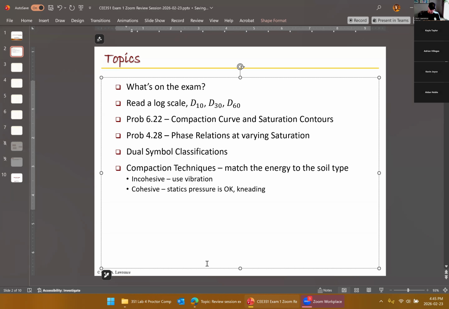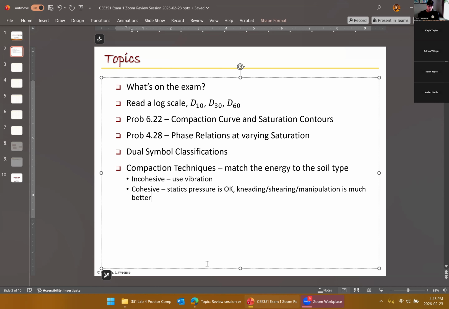A kneading action, which really shears the material, shears the soil, or sometimes called manipulation. All three of these are really the same thing. Kneading, shearing, manipulation is much better. Vibration will not work if the particles are sticky, which is what we call cohesion, right? And plasticity.